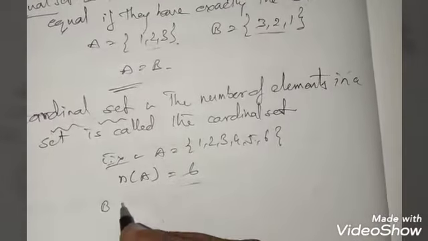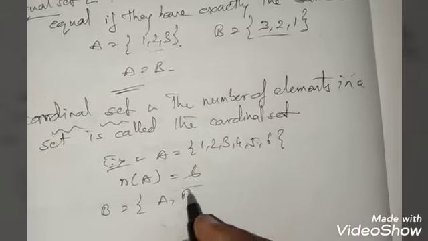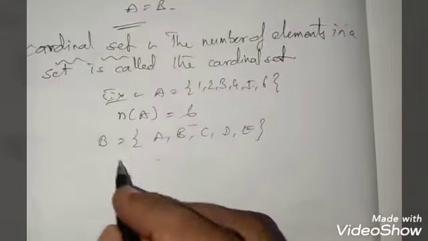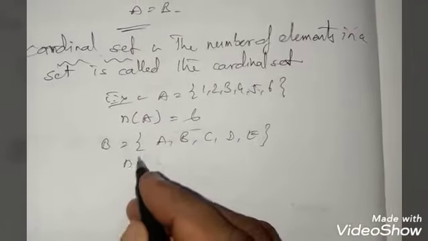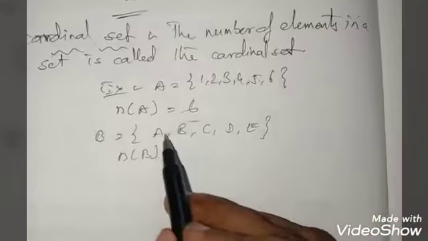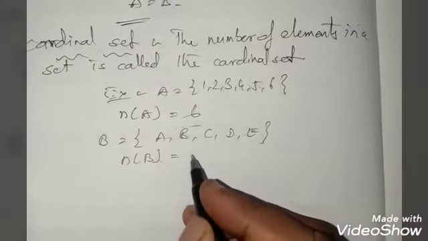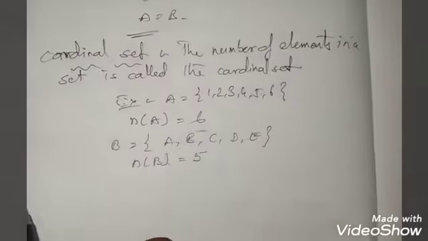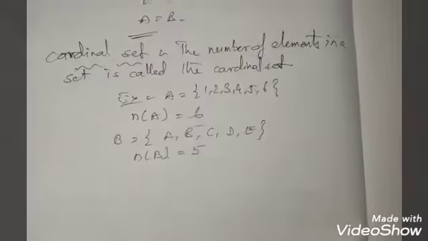If I go for the set B, that is a, b, c, d, e, right? Now what is the cardinal of B? You can write n of B is equal to, here you have 5 elements, so n of B is equal to 5. Like this we are writing the cardinal of a set. Next coming to the next one, which is subset.